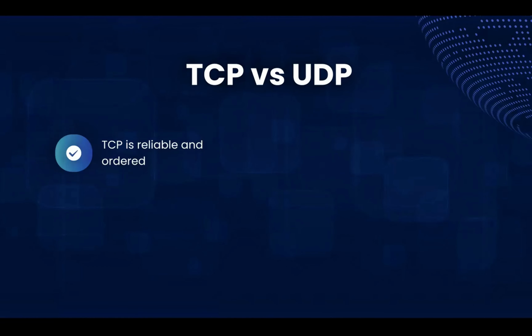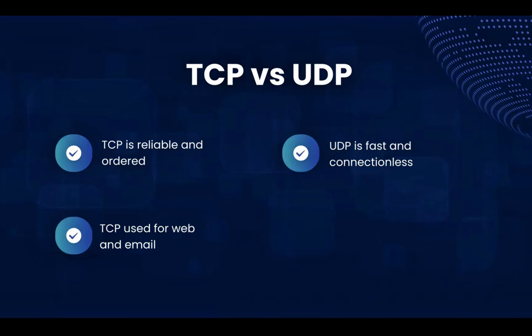TCP provides reliable and ordered delivery, while UDP is fast and connectionless. So it is faster than TCP. What that means is that it's just sending packets, it's not waiting for feedback. But TCP sends a packet and then waits for feedback, and because of that, it is more reliable but a bit slower than UDP. TCP is used for web and email, and UDP is used for streaming and DNS.